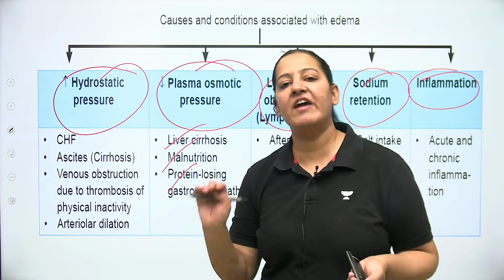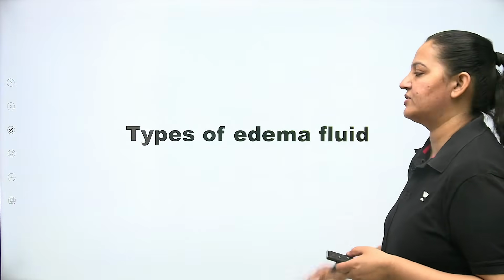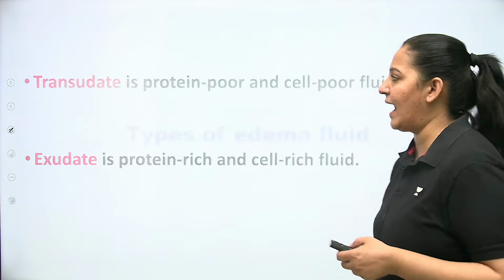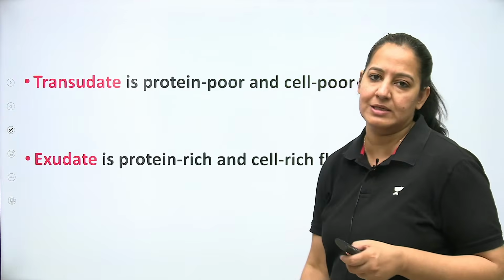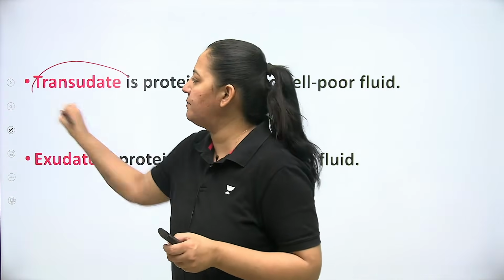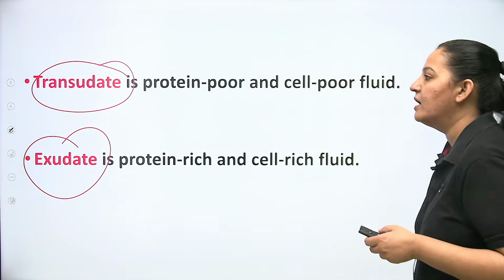The 5 causes of edema are done from my side. Now the last thing is the type of edema. There are 2 types of edema: exudate and transudate. Very, very important. This separately comes for 2 or 3 marks in your exam. What is transudate edema? What is exudate edema? What is transudate? What is exudate?